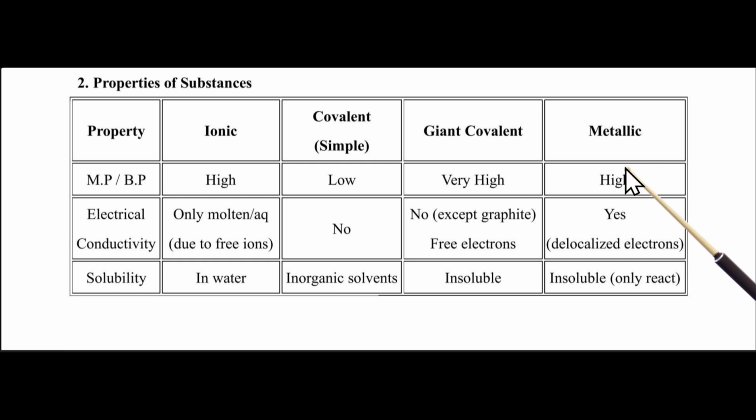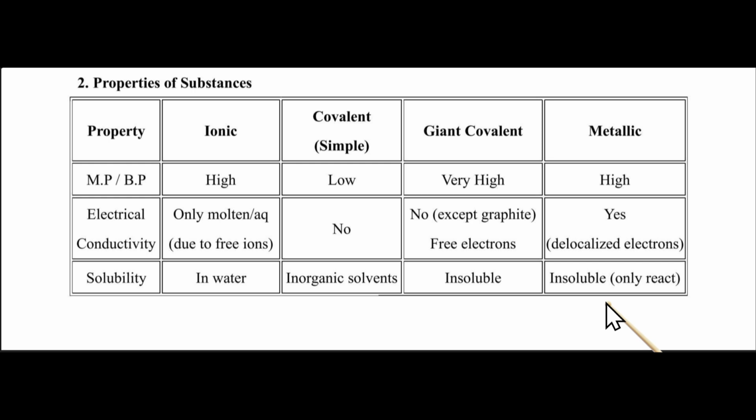Let's come towards the metallic. Usually metallic compounds is not the right term. It's metallic elements, because elements have a metallic bond. So we can say that the metal elements form the metallic bond. Metallic elements have high melting and boiling points. They have a very high electrical conductivity because they have delocalized electrons in their structure. So even in the solid form or in the molten form, they can conduct electricity.